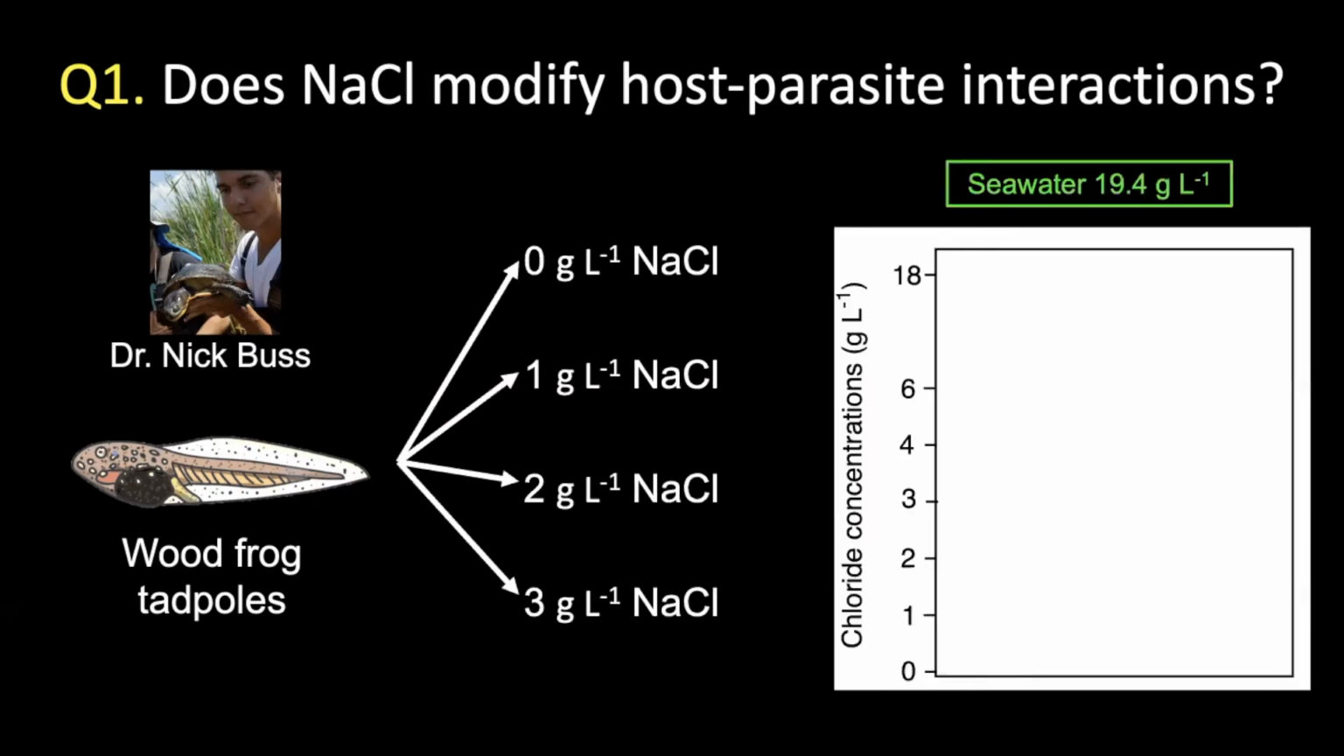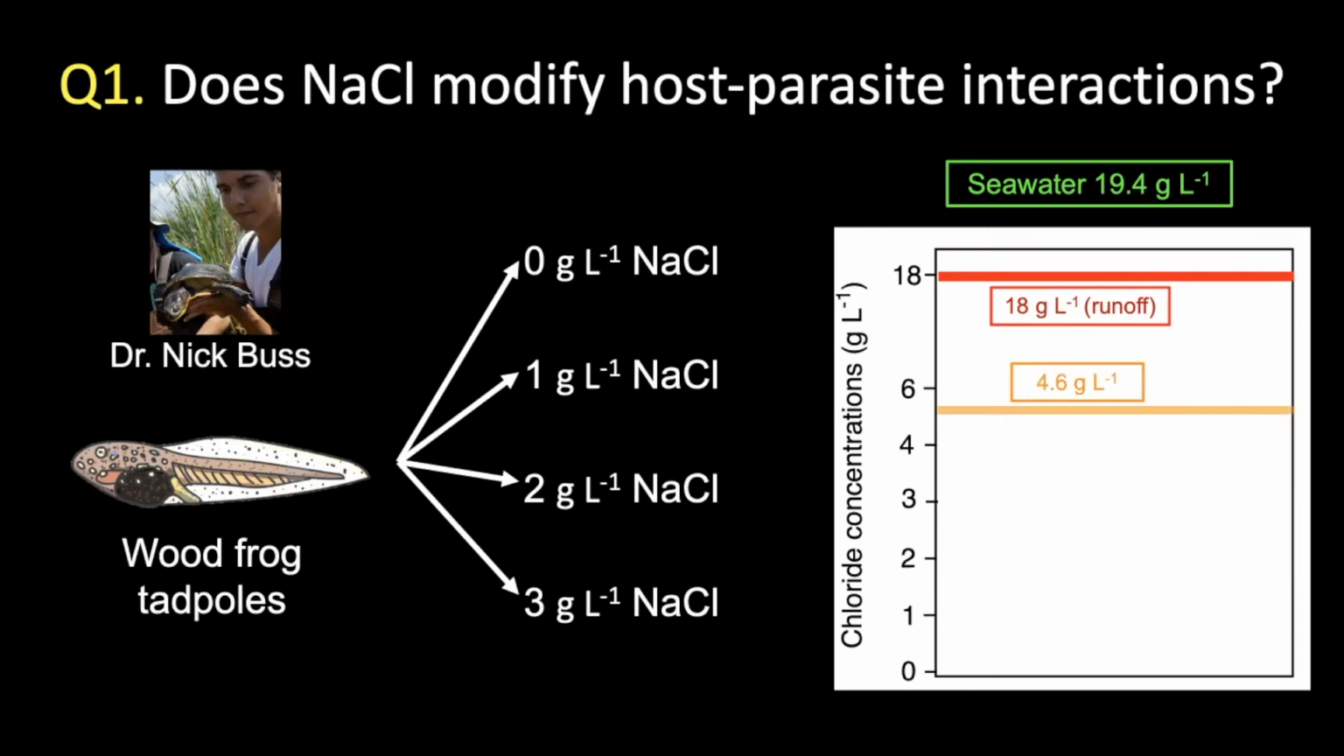For reference, seawater is about 19.4 grams per liter of chloride. The highest concentration of chloride that was detected in freshwater was from runoff. It was about 18 grams per liter. The highest concentration detected in a wetland was about 4.6 grams per liter, though the majority of wetlands have chloride concentrations ranging anywhere from 0.1 to 1.1 grams per liter.